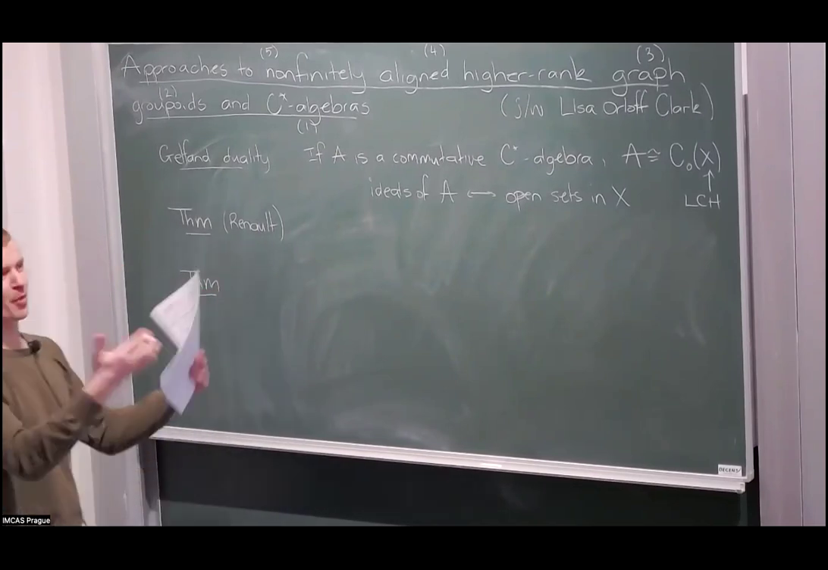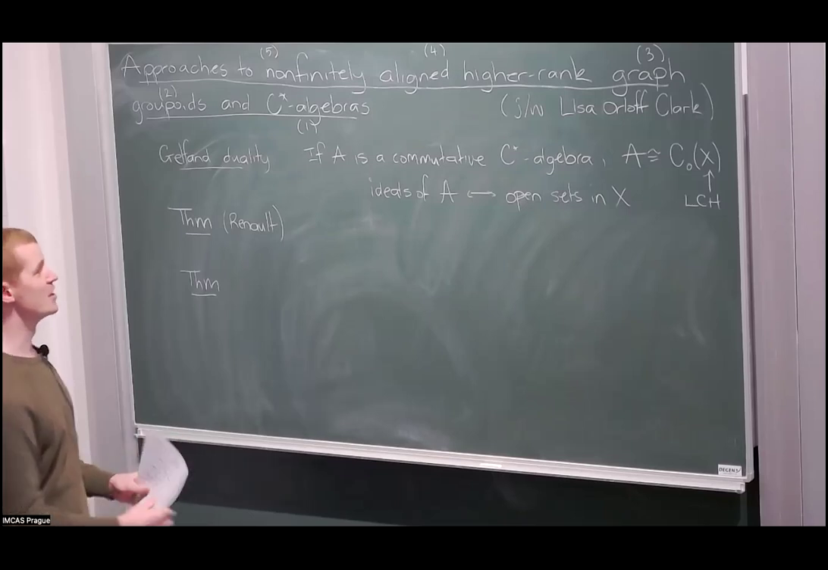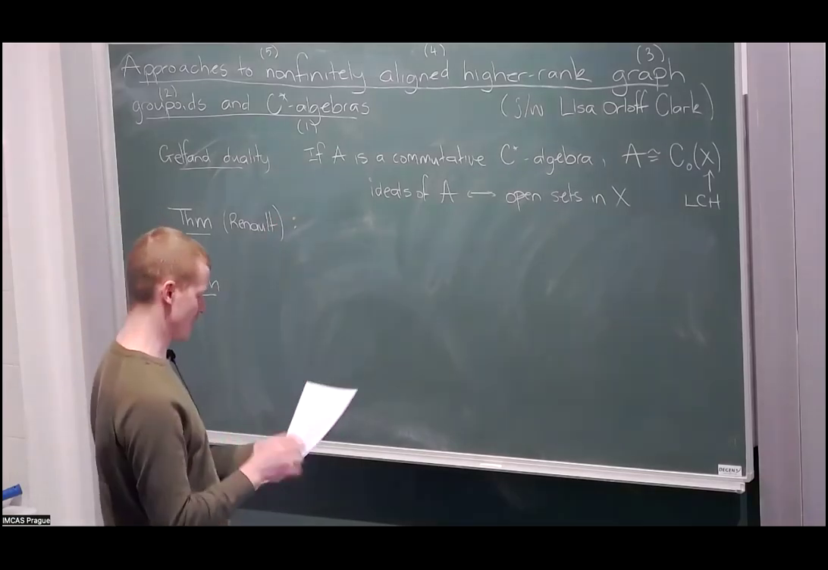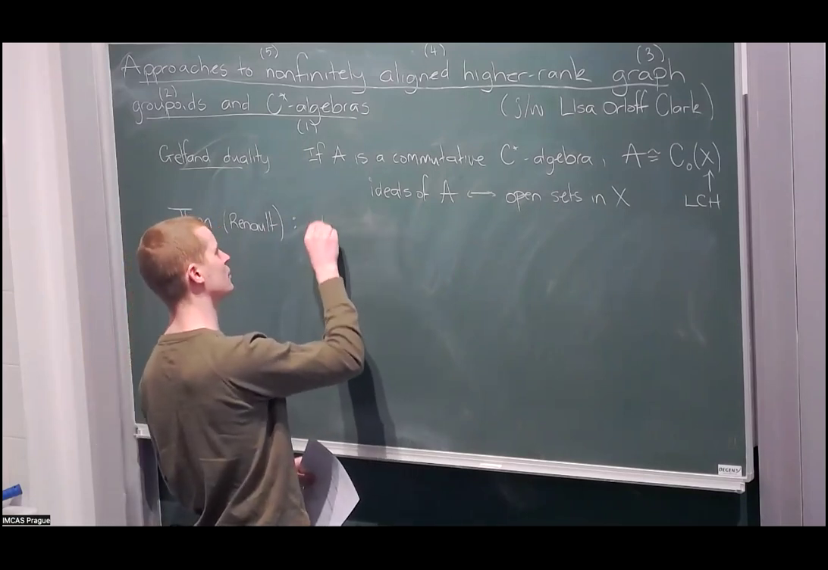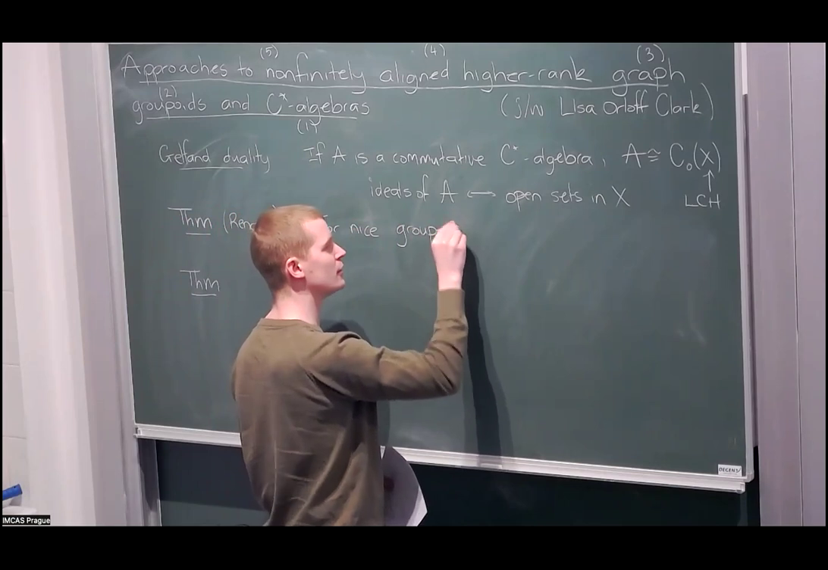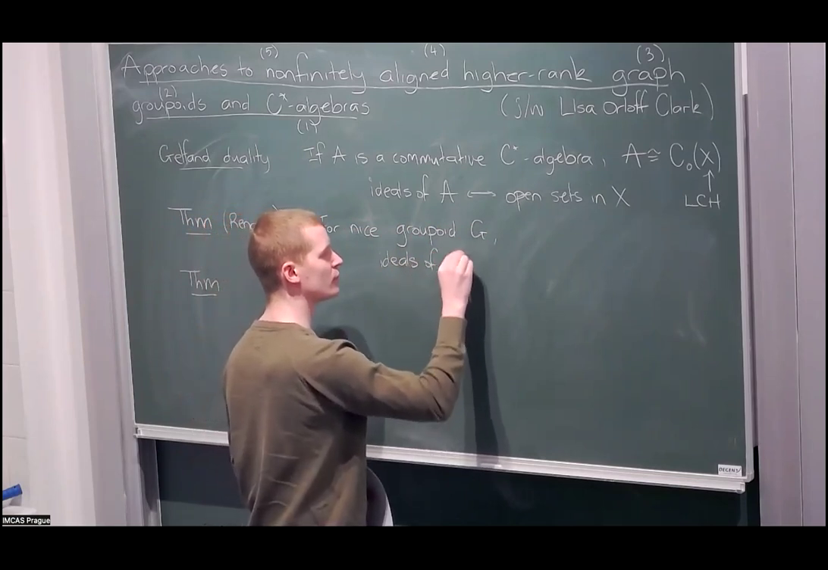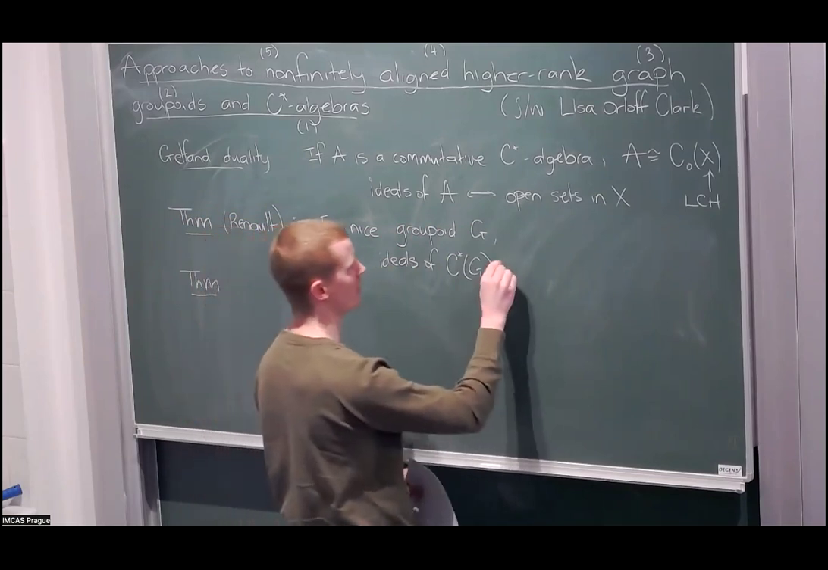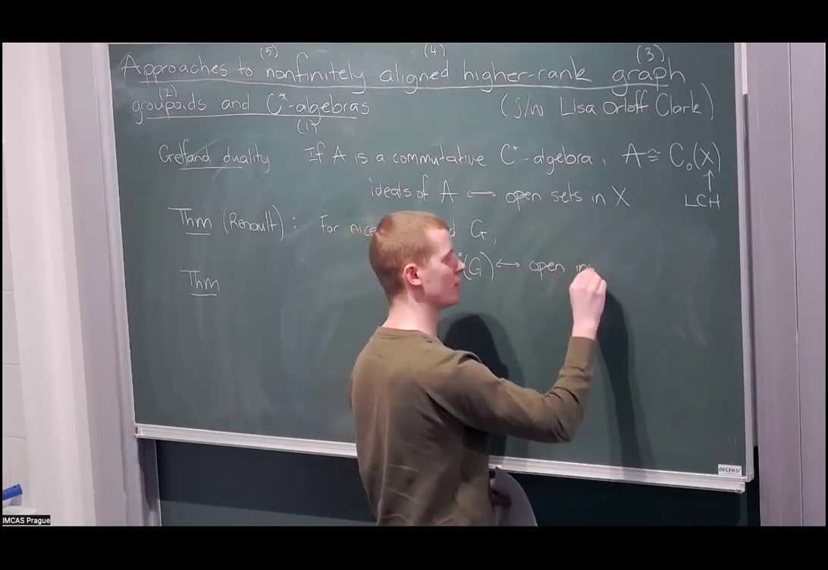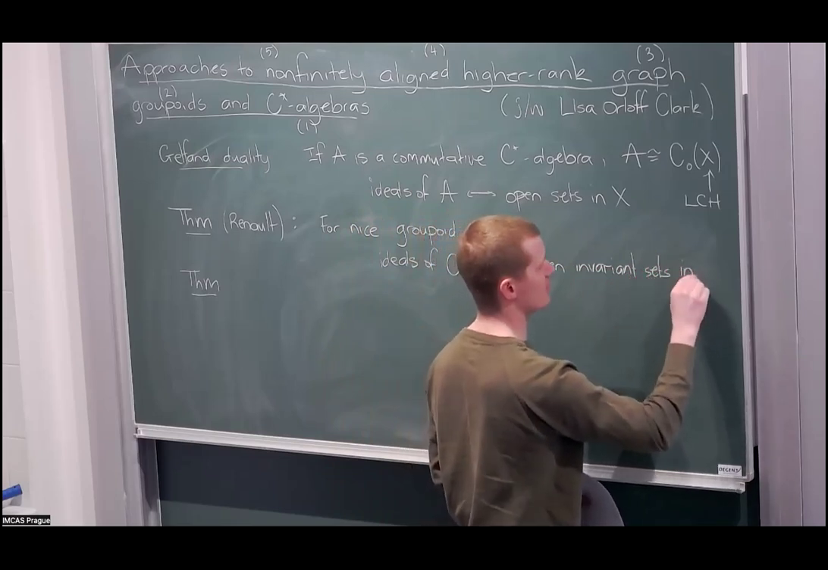So Renault's groupoid approach to C-star algebras, which is what we're seeing today, going back to his monograph in 1980, he showed that if your groupoid is as nice as I've told you it is, then for a nice groupoid G, the ideals of the groupoid C-star algebra correspond not just to open sets, but open invariant sets in X.